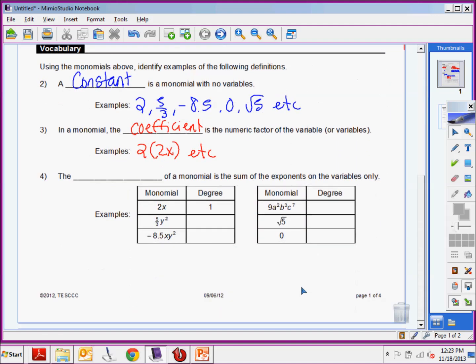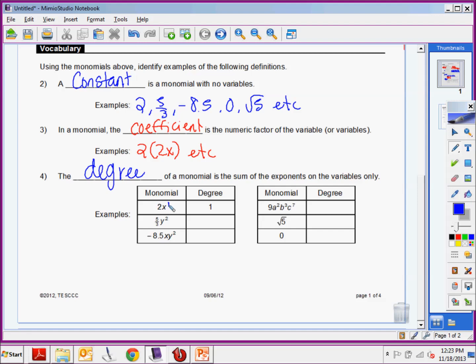All right, next we're going to go on to the degree of the monomial. The degree of the monomial is the sum of the exponents on the variables alone. Only on the variables. Got it? It's the sum only on the variables. So look here. When there's a variable by itself and there's no visible exponent, its exponent is 1. So therefore, the degree of this problem is 1.